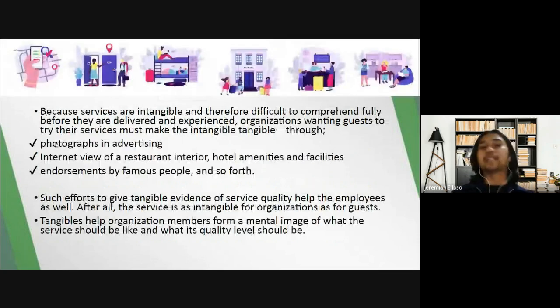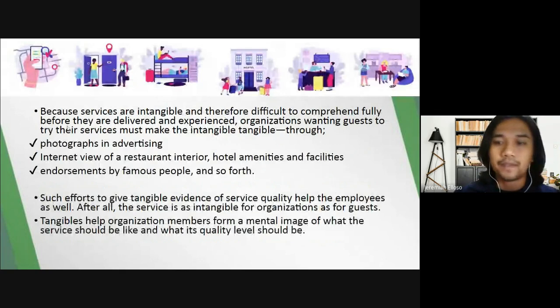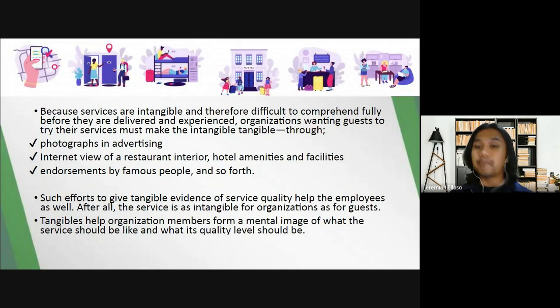Because services are intangible and therefore difficult to comprehend before they are delivered and experienced, organizations wanting guests to try their services must make the intangible tangible. And that is what I'm saying of tangibilizing the service. There are many ways by which you could do that. Example, photographs and advertising. When you are able to see photos of the different products, you're helping the customers visualize or create a mental picture of what the products would look like, or they would be able to visualize the taste even before they actually have a taste of the product.